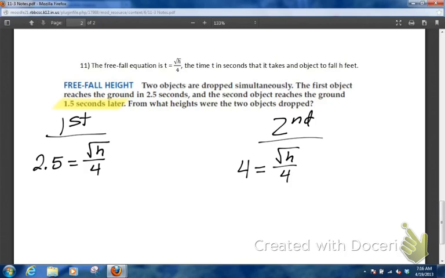So at this point, pretty simple setup, pretty simple solve problem. Both equations, you're going to have to isolate the radical. So I'm going to multiply both sides by 4 so that cancels. So 4 times 2.5 is 10 equals the square root of h. And now I square both sides. So I end up with 100 equals h, means that the height was 100 feet.